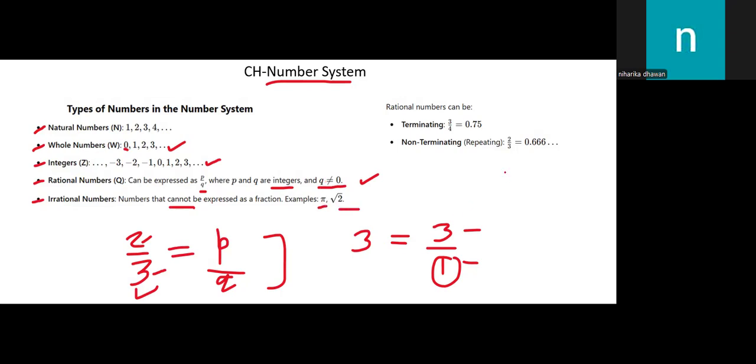Now, how is pi an irrational number? If I take the number pi, although I can write pi as pi by 1, so it is in the form of p by q, here p and q should be integers only. Here p is equal to pi, which is not an integer. So, it is not a rational number, it is an irrational number. Now comes the number root 2. Again I can write it as root 2 by 1, but here root 2 is not an integer. So it is an irrational number.